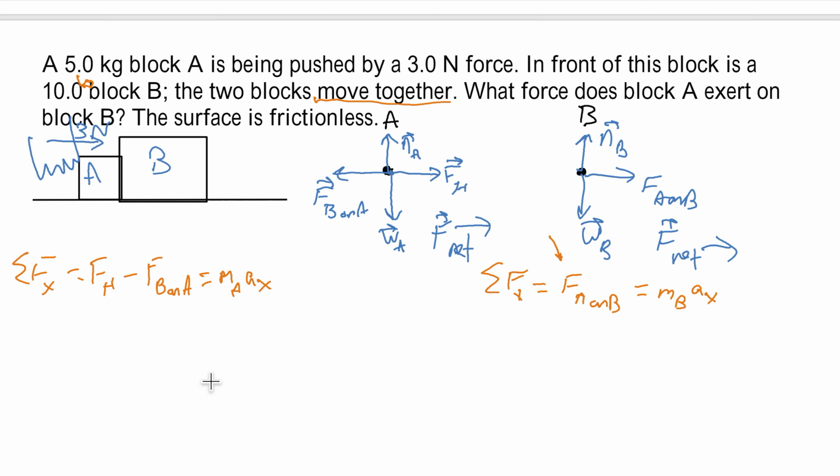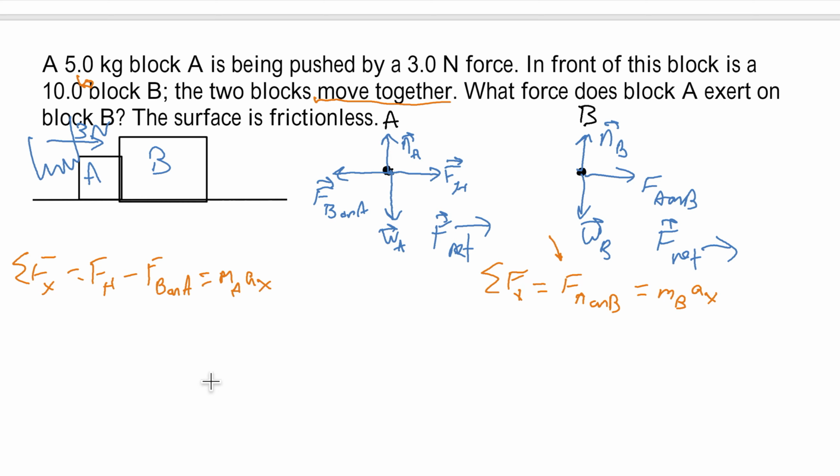No. Okay, but this A sub X in the right-hand equation is the same as the A sub X in the left-hand equation. So if I solve for the A sub X in the left-hand equation, I can substitute it into the right-hand equation. Agreed? Okay. Do I know M sub A? Yes. Do I know FB on A? No. Do I know F sub H? Yes, I do. It's the force of the hand, right? That was 3 newtons.